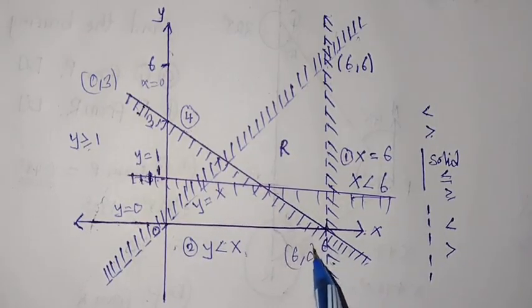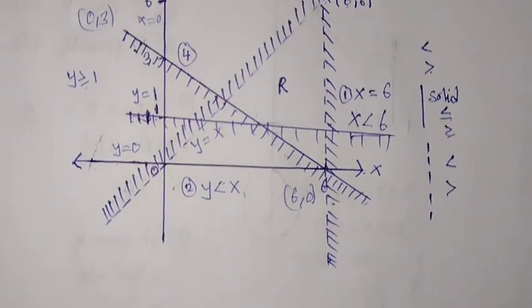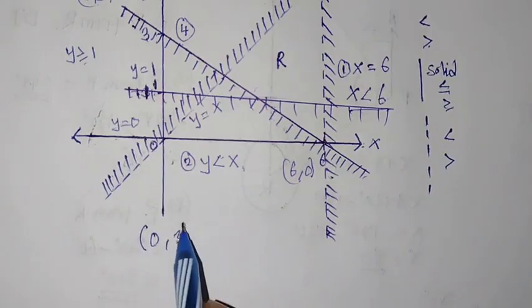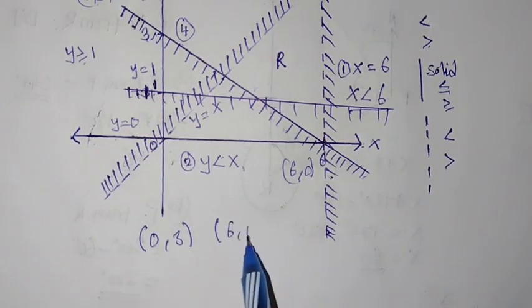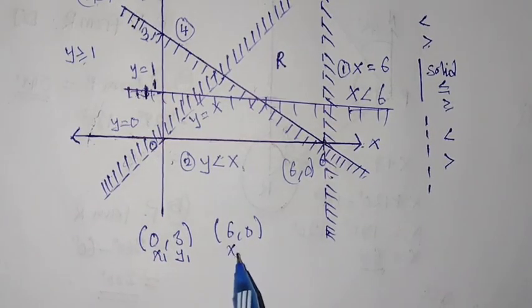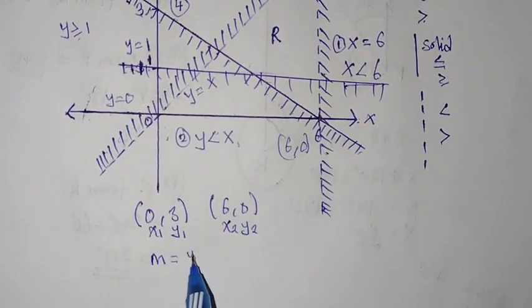So I can use this coordinate and this coordinate to find the gradient. So we are going to do this. We have (0, 3). We also have (6, 0). So this will be our x1, y1, x2, y2. The formula for finding the gradient is m is equal to y2 minus y1 over x2 minus x1.